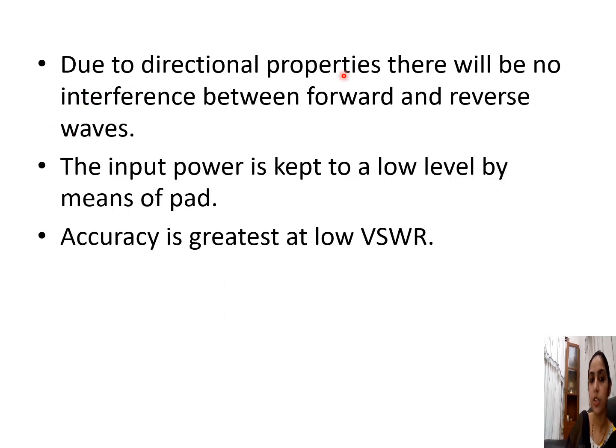Due to the directional properties of the directional coupler, there will be no interference between forward and reverse waves. The input power is kept to a low level by means of a pad, that is an attenuator, so the output will be in readable form. By adjusting the attenuator or moving it along the waveguide, we could keep the input power low. Accuracy will be greater at low VSWR, that is when reflections are minimum.